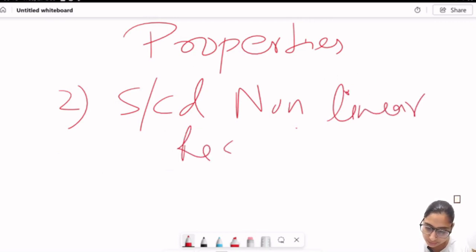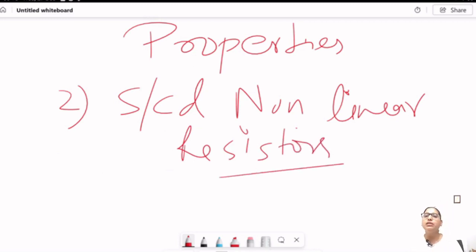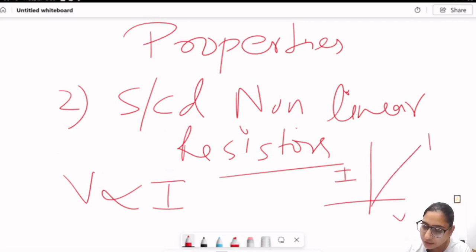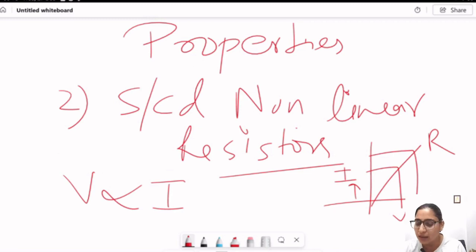Non-linear resistors. What this term means is that non-linear resistance means V is not directly proportional to I. Now we can have a V, I and R graph. If this is the resistance property, then as I increase V, I increases, and resistance is a linear property of a particular metal. We can say that this is Ohm's law, V proportional to I.